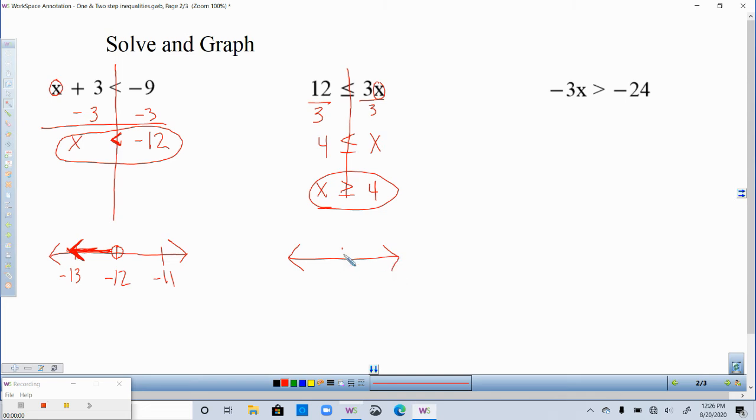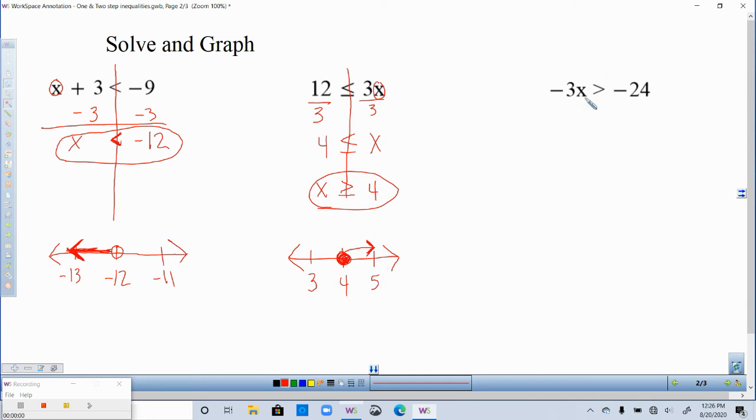So we're going to put 4 right in the middle. Now this does have an equal to bar, so we're going to do a closed circle, and then I'll go one number in front and one number behind. And so what direction is this arrow pointing? It's pointing to the right. So that's the direction of my arrow.